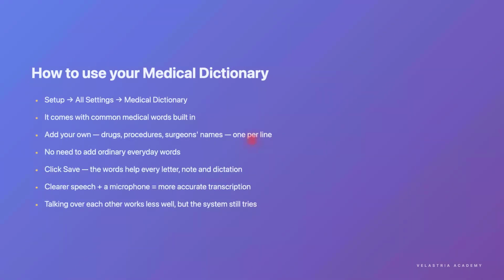That's your medical dictionary. Setup, then All Settings, then Medical Dictionary. Add the drug names, procedures, and people's names you use most, one per line, and click Save. Speak clearly, use a microphone where you can, and Velastria will do the rest.